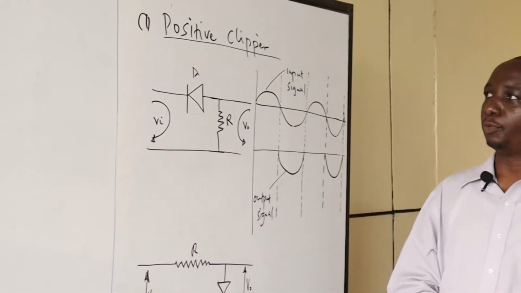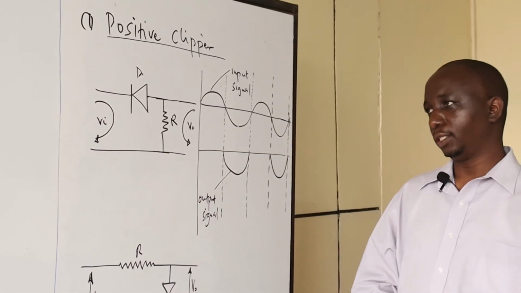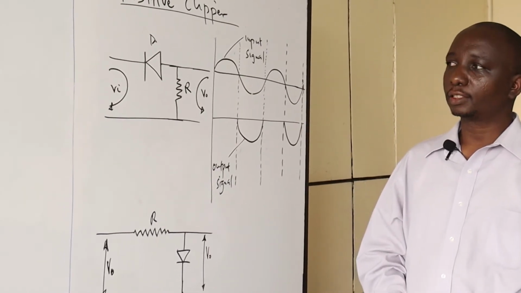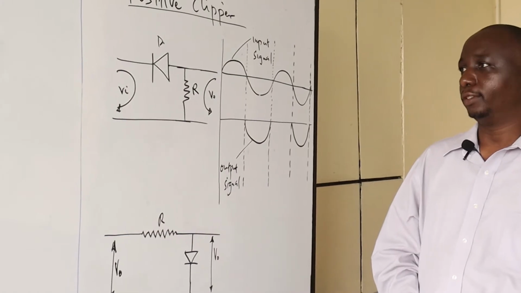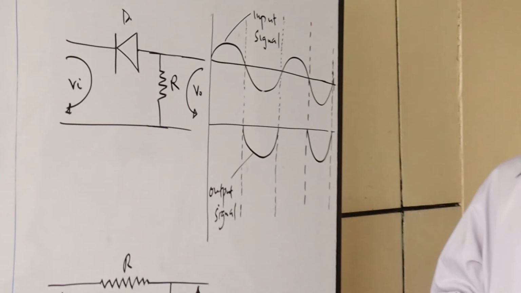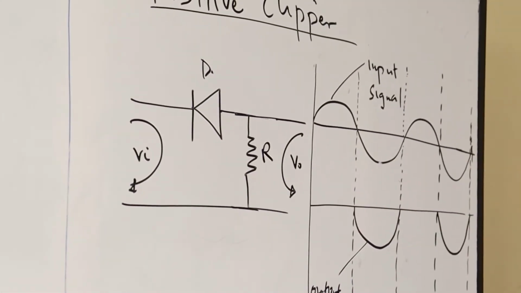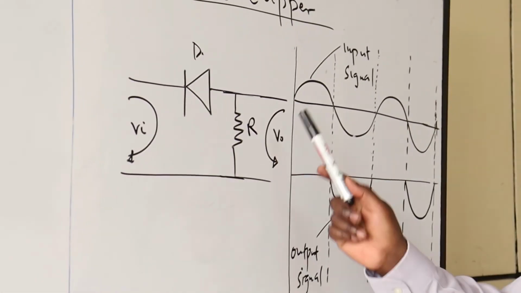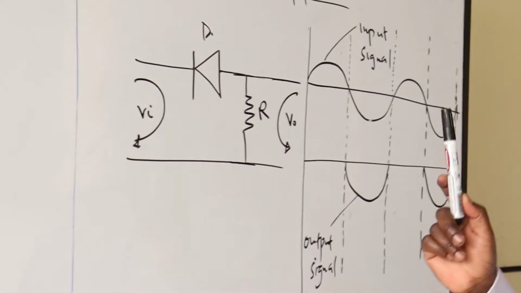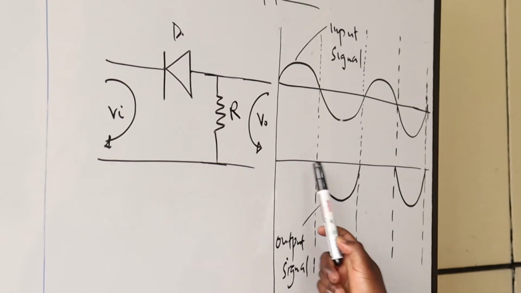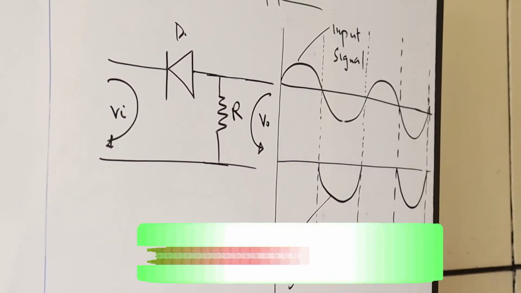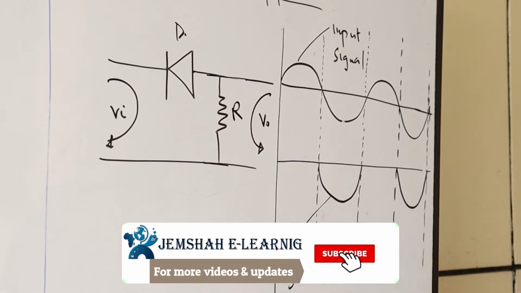So this is a positive clipper, and when you look at it, the diode is connected in series with the input. This circuit operates like this. When there's a sine wave input, as indicated alongside the diagram, when it is more positive, the diode is reverse biased and there's no conduction. At that point, there's nothing we're recording at the output. That's why there's a space here for no wave shape.